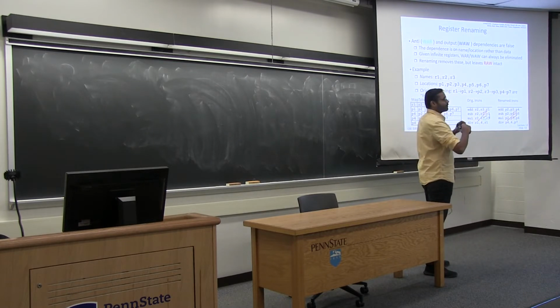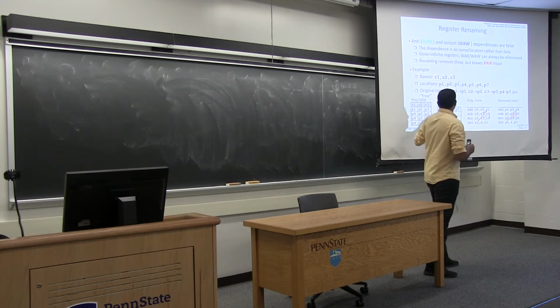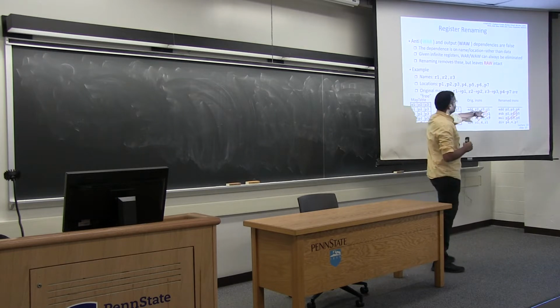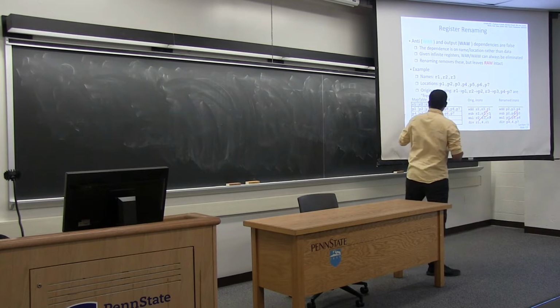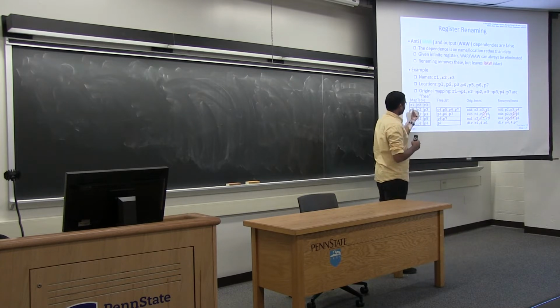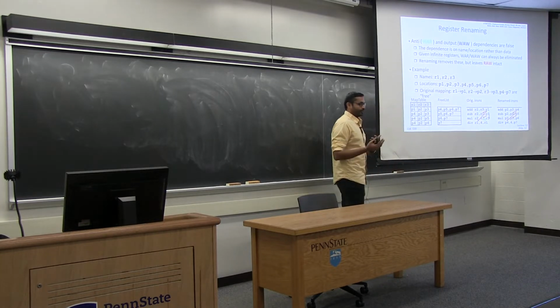Right? So every time we are writing to a destination register, we map it to a new location, as much as we can. Once we say that R1 is now going to map to P4, we update the mapping table to say that R1 now maps to P4, and R2 and R3 are still mapping to P2 and P3.